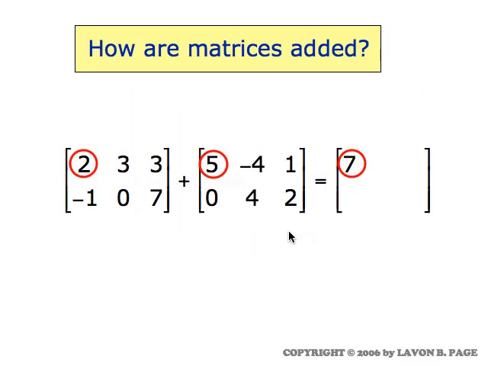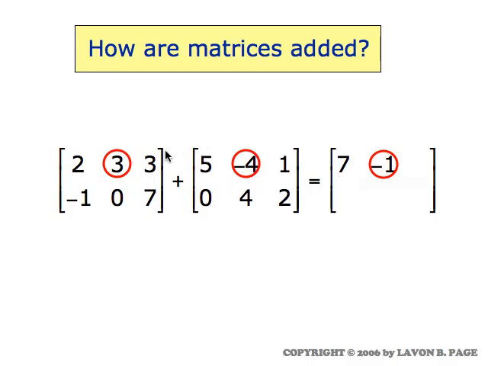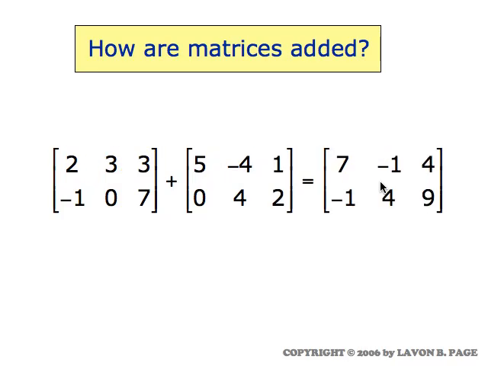The way they're added is simply to grab the numbers from each matrix that are in the corresponding spot. To determine the number that goes into the row 1, column 1 position, we simply add the number from the row 1, column 1 position of the left matrix to the number from the row 1, column 1 position of the right matrix. 2 plus 5 is 7. Similarly, when we move over to the row 1, column 2 spot, we get 3 plus minus 4, which is minus 1. And if you follow through with the rest of the computation, this is what you wind up with.